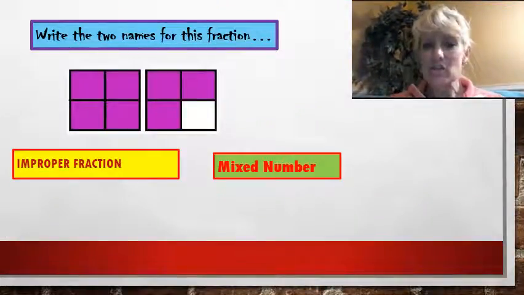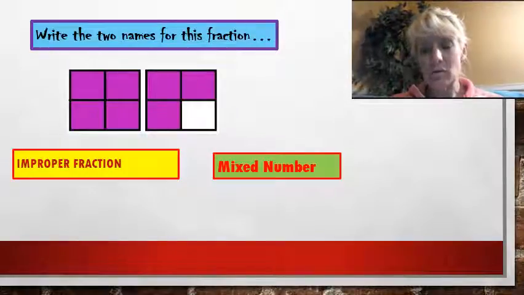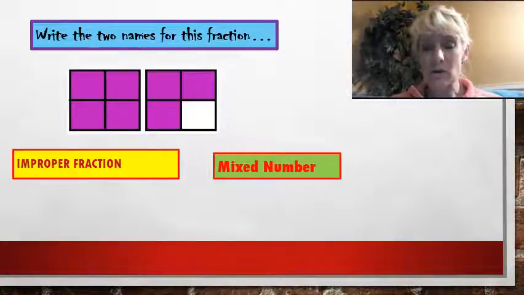Here it says to write the two names for this fraction. Remember, there are always two names for a fraction. The first one is an improper fraction. That's where our bottom number is smaller than our top number.